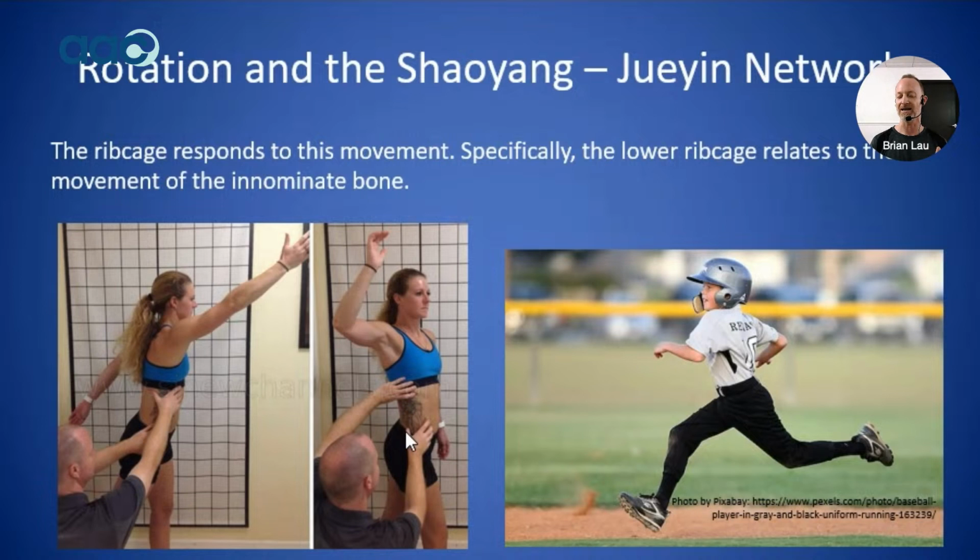The important thing to highlight is that the lower rib cage, where the liver is, where the diaphragm is going to relate, is going to respond to what's happening in the pelvis. So when we're doing this rotation exercise, I want to look at how that winds from the pelvis up into the lower rib cage, out into the shoulder girdle.